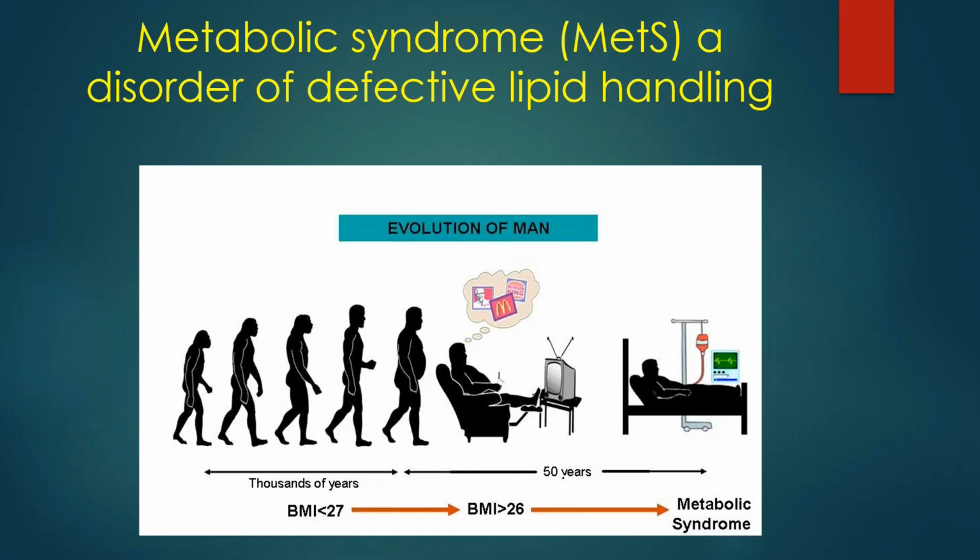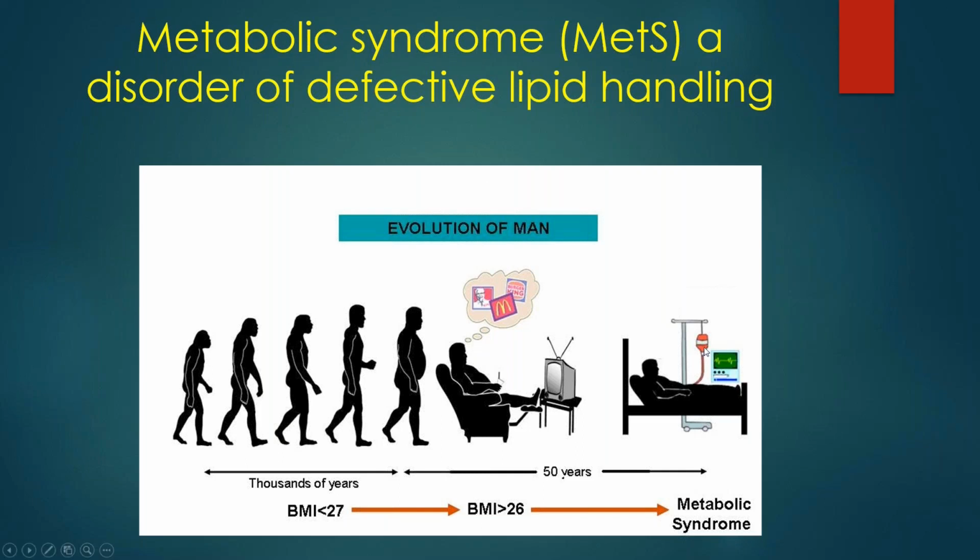Now, we all have heard about metabolic syndrome. Metabolic syndrome is basically a defect or a disorder in the cellular lipid handling program. It encompasses defects in both carbohydrate and lipid metabolism, but now we know that lipid may be the first hit, which is causing the initiation of metabolic syndrome in humans.